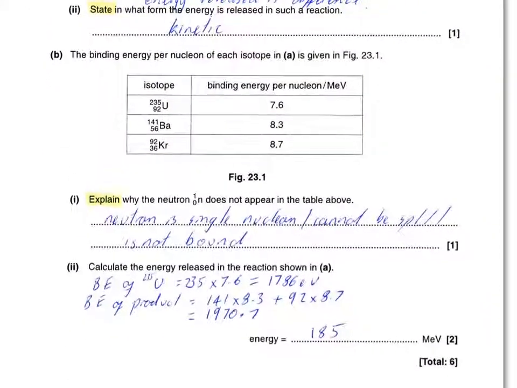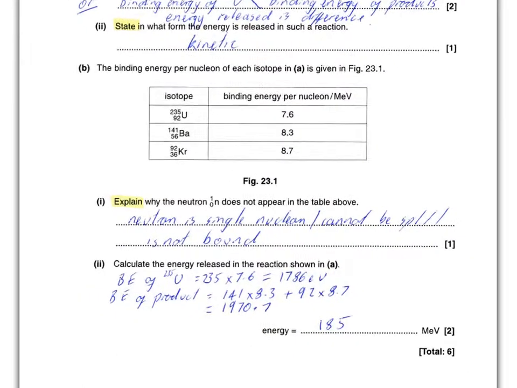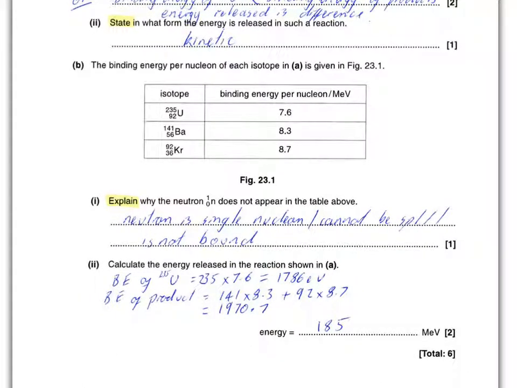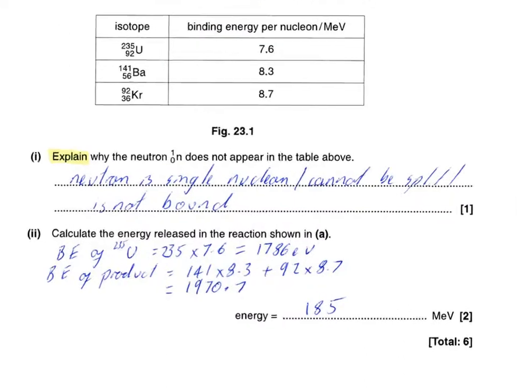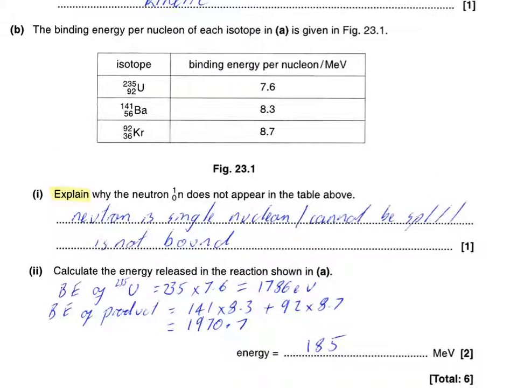We're given some binding energies. The binding energy per nucleon of each isotope in that equation is given, and there they are. The question then asks us to explain why a neutron doesn't appear in the table, and it's not bound. So it's a single nucleon, cannot be split, is not bound. It doesn't take any energy to split it from the other nucleons it's attached to, because it's not attached to any other nucleons, so it's got a binding energy of 0, doesn't need to be in the table.